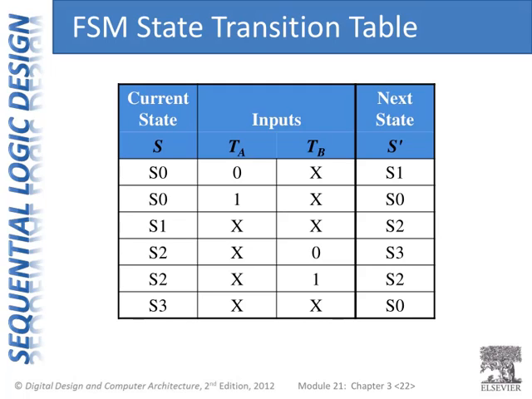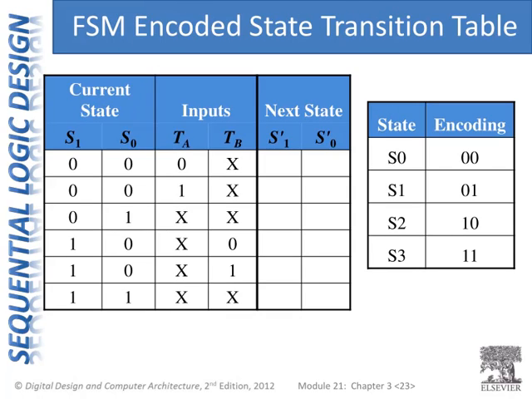I need 3 bits. For up to 8 states, I can use 3 bits. Once I get to a 9th state, now I'm going to need 4 bits to encode my states. Okay, so for this case, we have our 4 states, we need 2 bits, and we choose binary encoding. So state S0 has encoding 00, S1, 01, S2, 10, and S3, 11.